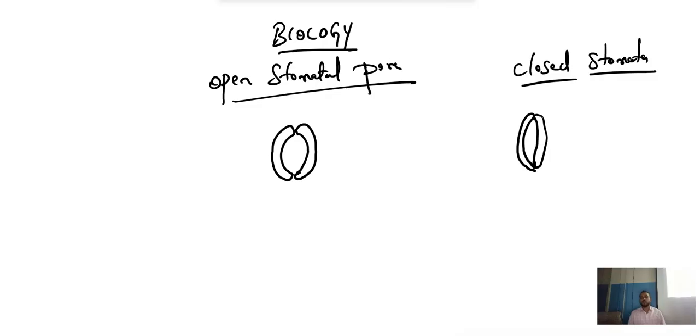The size between these two stomatal pores should be less, as you can see in terms of height and also in terms of width. Here you can see the height is more and the width is less, because it is closed. When open, the width will increase. When closed, the width will minimize. This is maximize. This is minimize.